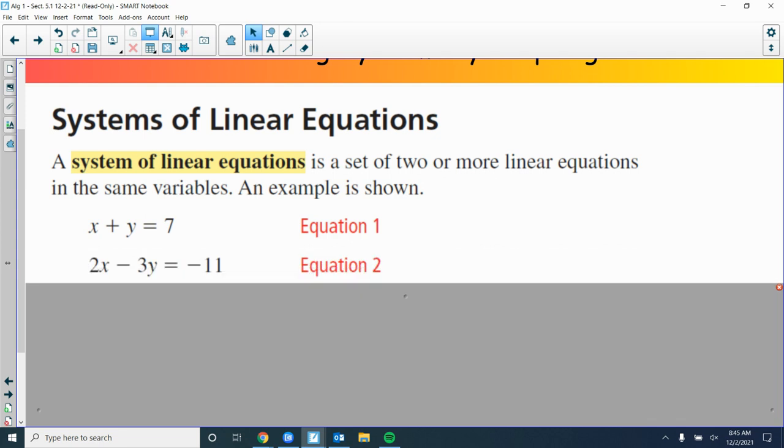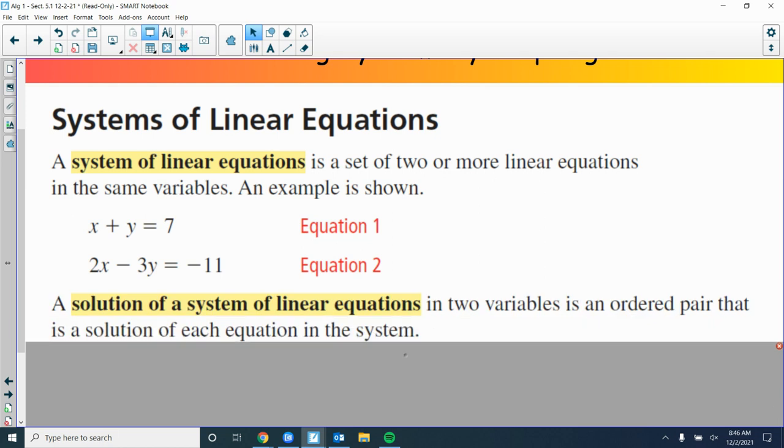So for equation 2, does 0, 7 work for equation 2? Does it make it true? Well, what's 2 times 0? 0. What's negative 3 times 7? Negative 21. Does that equal negative 11? No. But are there other answers that work for this one? Yes. What we want to find out are any answers that work for both of them at the same time. 5, 2 works for this one. 2 times 5 is 10. 10 minus 6 is 4. Doesn't equal negative 11. It doesn't work.